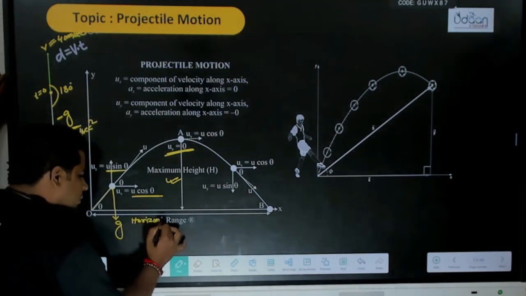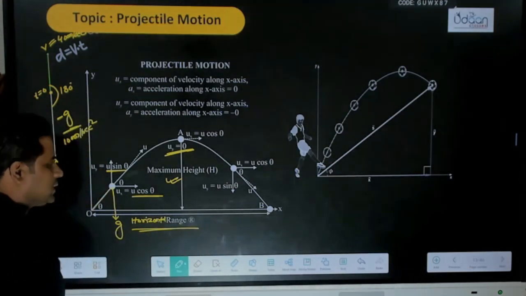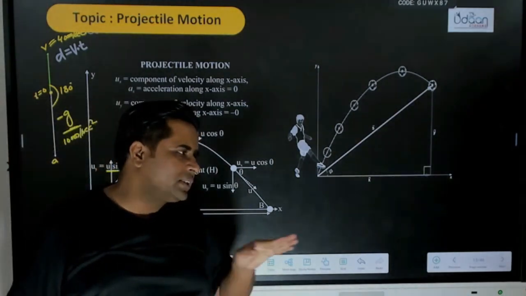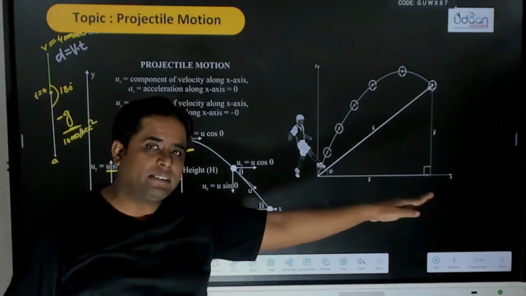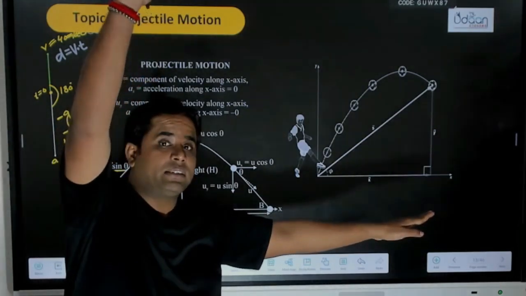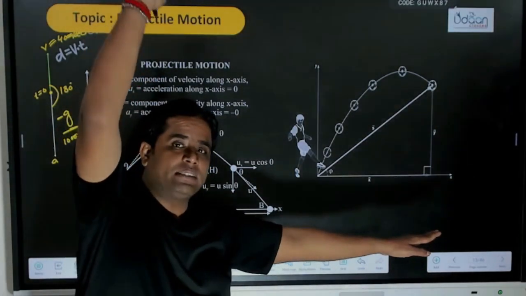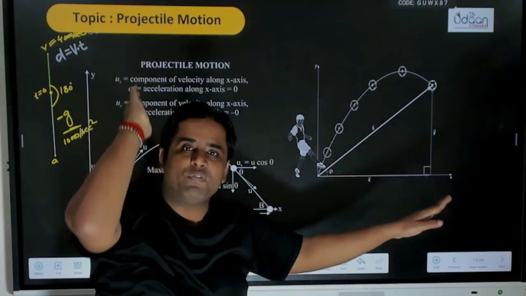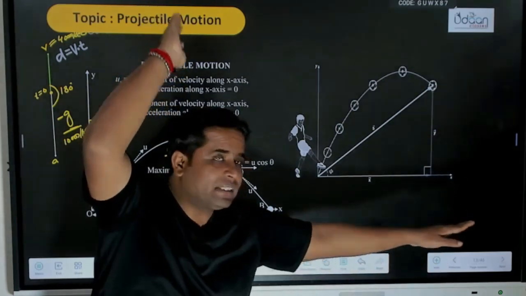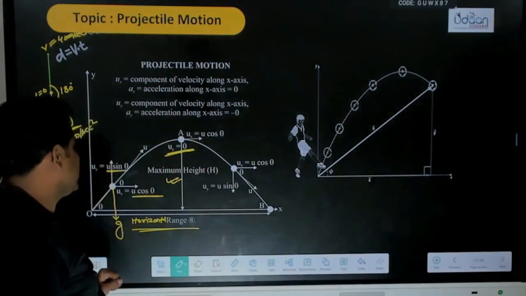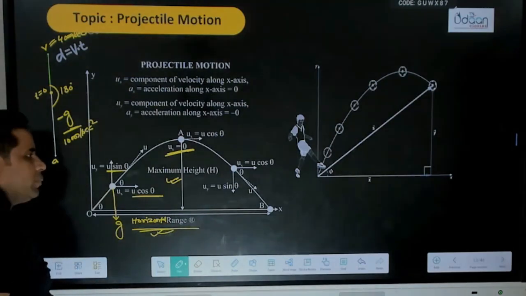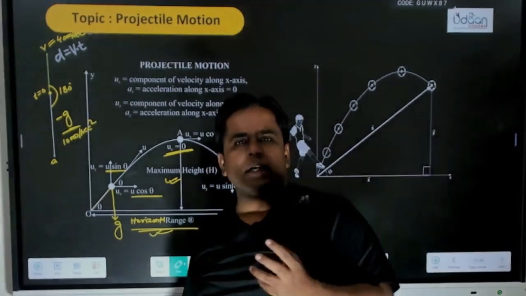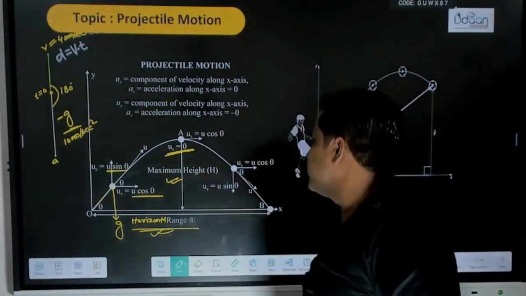Horizontal range is what? Horizontal range is the distance covered by the projectile motion on the x-axis. So what happens? The motion takes place on the x-axis as well as on the y-axis. On the y-axis it is covering height, and on the x-axis it is covering horizontal range. So this must be in your mind, so that you can be very familiar with the nomenclature, with the terms and terminology which we are going to use in projectile motion.